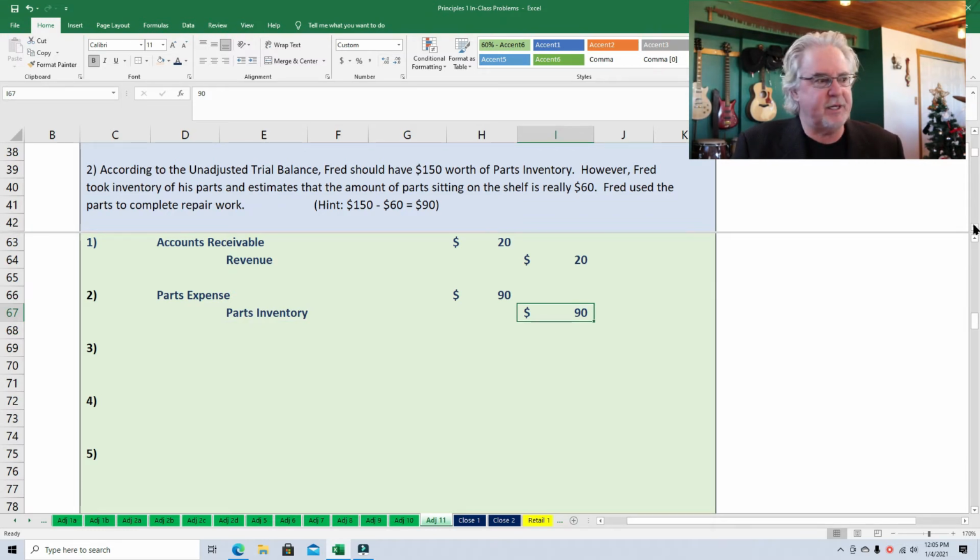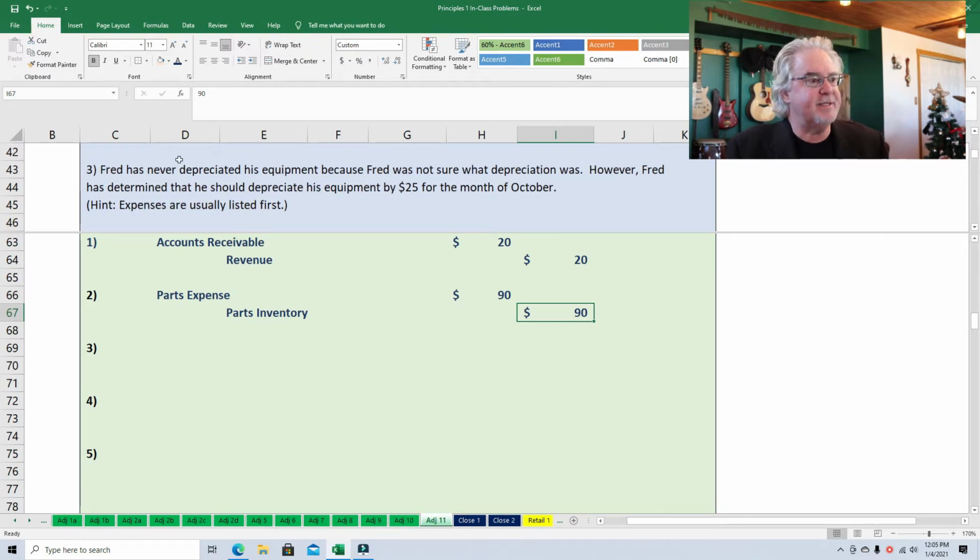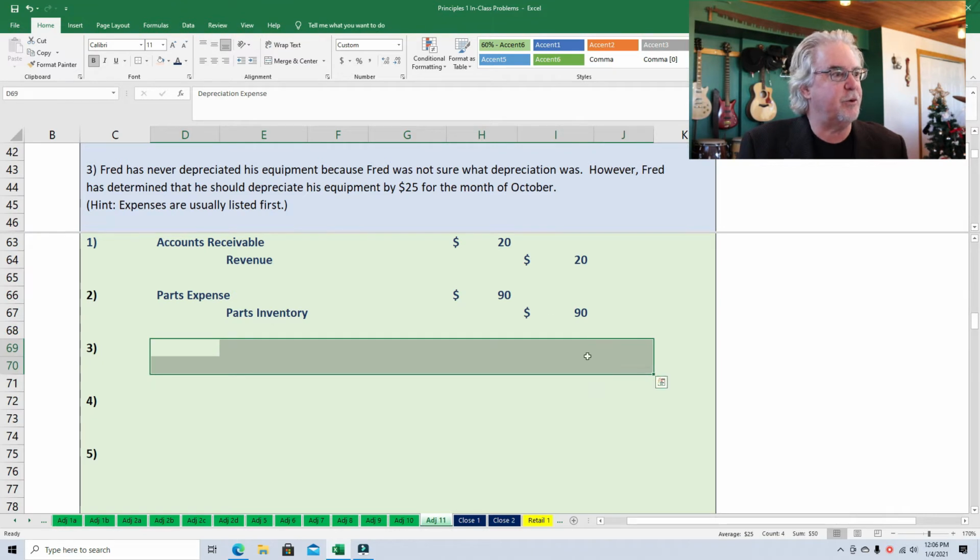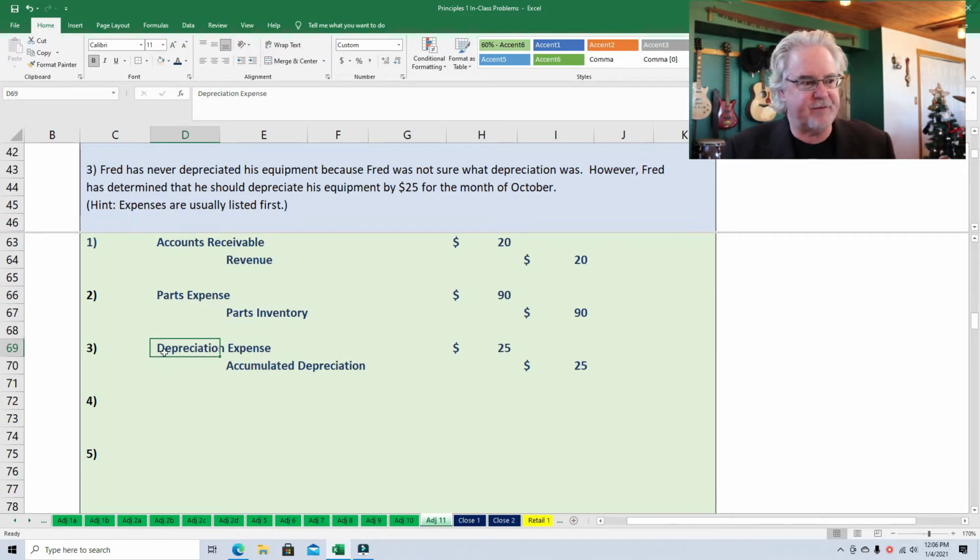So let's go down to the third adjusting entry. Now, Fred has never depreciated his equipment because Fred was not sure what depreciation was. However, Fred has determined that he should depreciate his equipment by $25 for the month of October. And here's another hint, expenses are usually listed first. Now, I don't know if you remember that video that I did on depreciation expense, but here's the journal entry to record depreciation expense. Now, expenses, 99 times out of 100 are listed first. So we have depreciation expense for 25 and accumulated depreciation for 25.